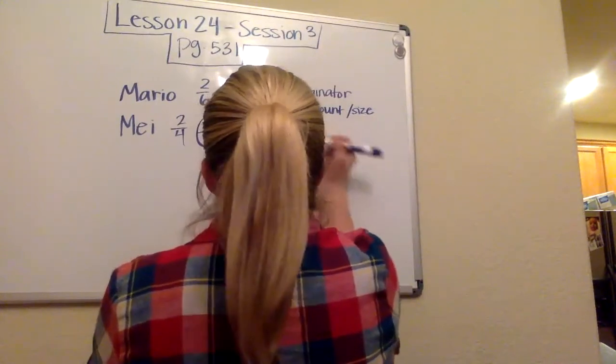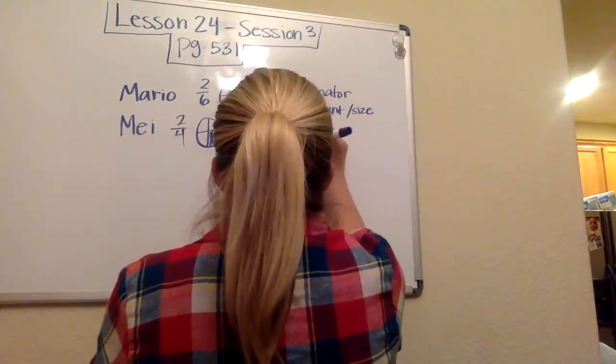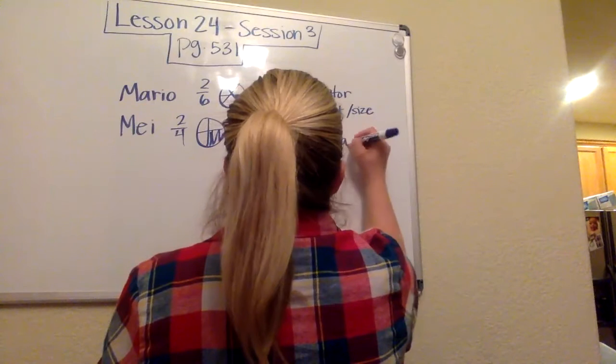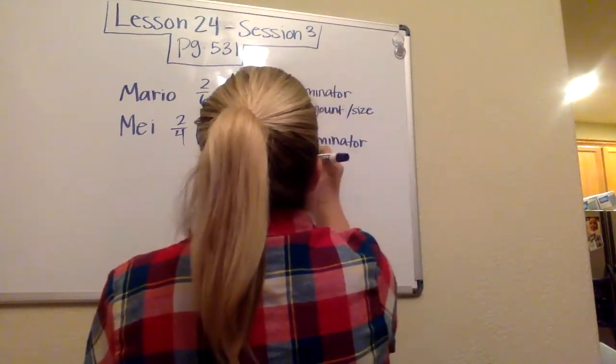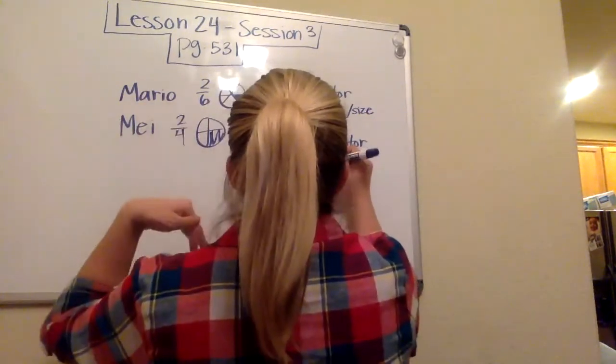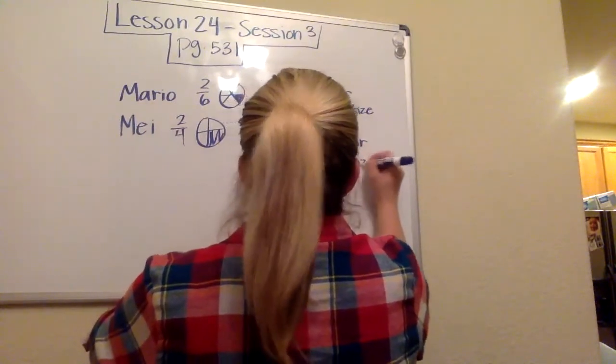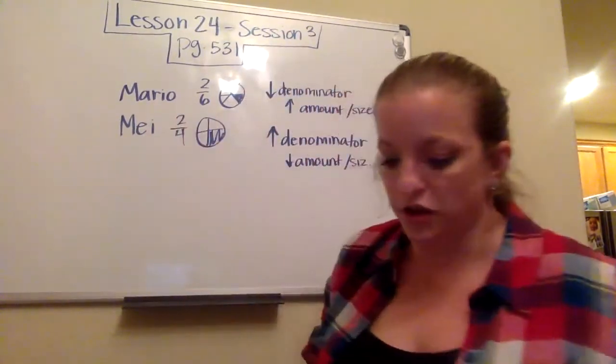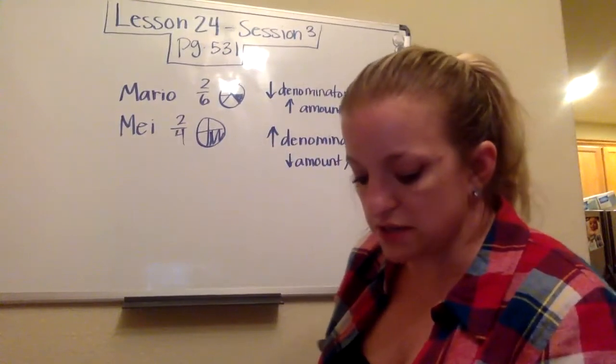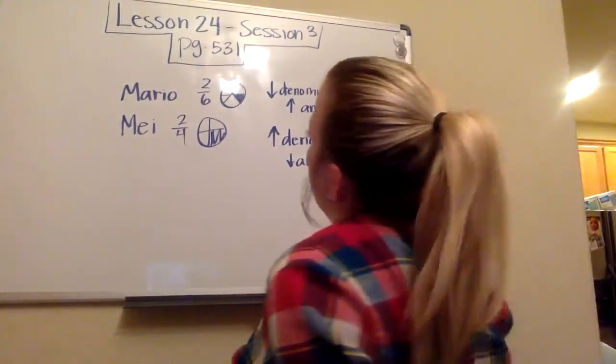The denominator is higher, then the amount or size is going to be smaller. You're going to have less of it. Don't think about the number. You're going to think about the actual amounts. The two walls are the same size. Explain how you know who paints more of their wall.